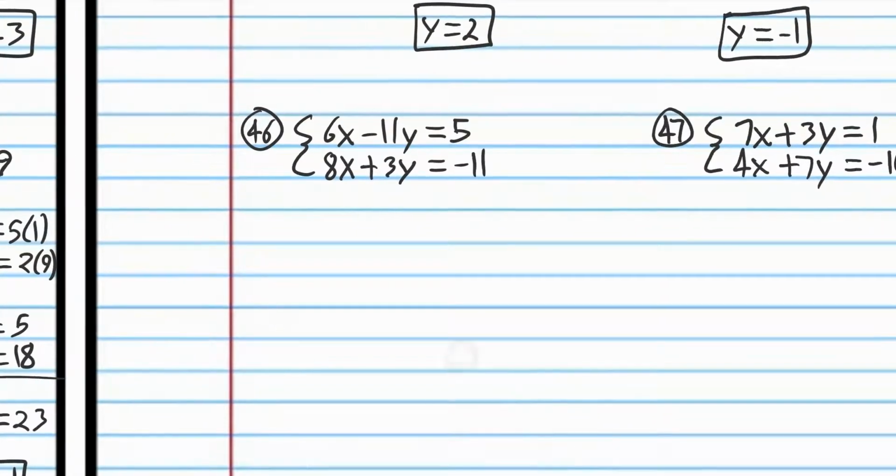All right, we're back. I forgot to tell you which, well, I guess it's pretty obvious. I'm going to do the ones that have opposite signs. That way I don't have to multiply by a negative. So I'm going to multiply the top equation by 3 and the bottom equation by 11.